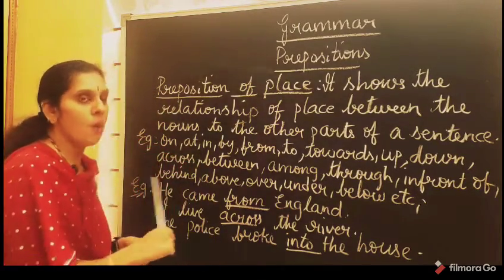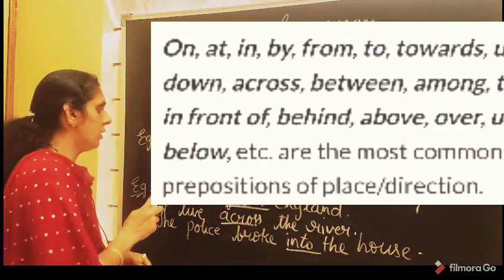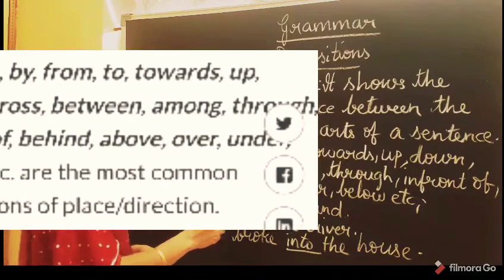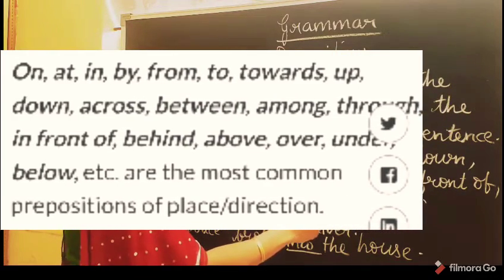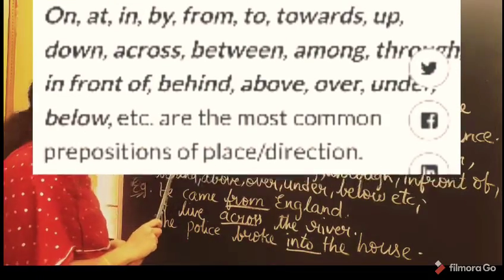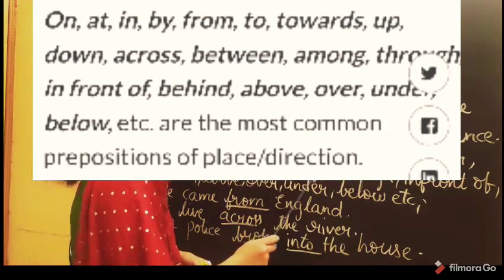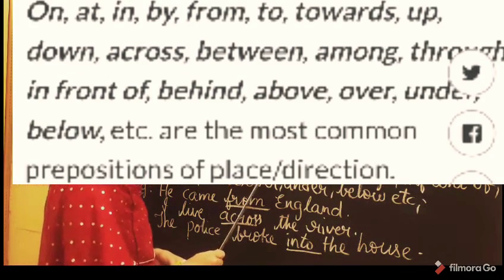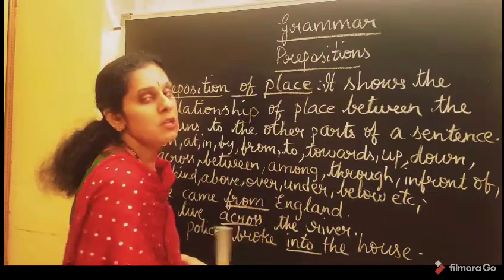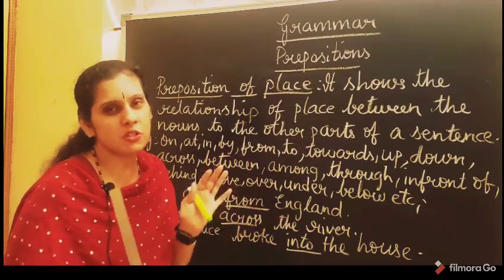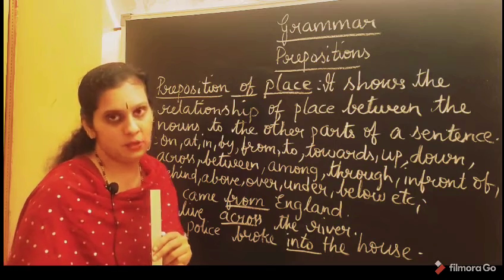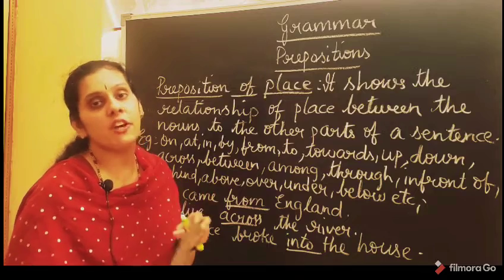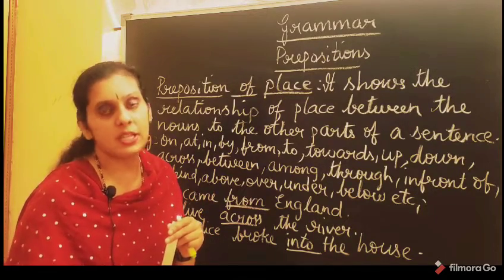Okay, here are a few commonly used prepositions of place. See, what are they? On, at, in, by, from, to, towards, up, down, across, between, among, through, in front of, behind, above, over, under, below. So these are, still there are so many, but these are the most commonly used prepositions of place. I have given a few examples in the form of sentences also, so it will be easy for you to identify what type of preposition it is.